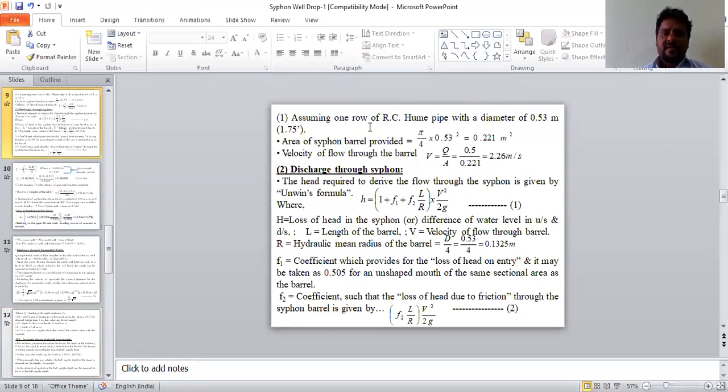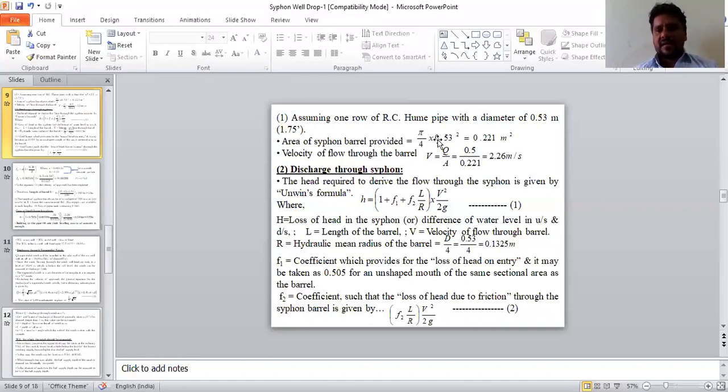Now first and foremost thing we have to design is the barrel, that is the pipe. What should be the pipe diameter? If you provide a smaller diameter, velocity will be high but discharge is low. If you provide a larger diameter, discharge will be high but velocity less. It is inversely proportional. Whenever siphonic action happens, the velocity in the pipe should be between 1 and 3 meter per second, then only siphonic action can happen.